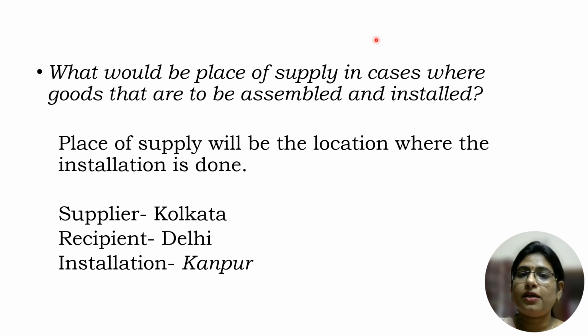A supplier located in Kolkata supplies machinery to the recipient in Delhi. The machinery is installed in the factory of the recipient in Kanpur. In this case, the place of supply of machinery will be Kanpur, because the place of supply will be the location where the installation is done.